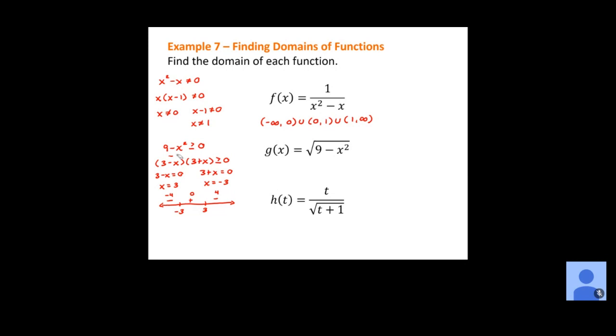Now, in this case, we want it to be greater than or equal to 0, which means we only care about positive values. So that tells me now that my interval is going to go from negative 3 to positive 3. And because it was greater than or equal to, I can actually include my endpoints this time. So negative 3 and positive 3 are both going to get a bracket.